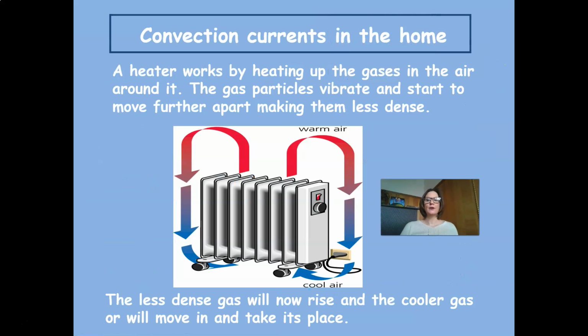Right, so convection currents in the home. A heater works by heating up the gases in the air around it. The gas particles start to vibrate and start to move further apart, which makes them less dense. So here you have the heater. The hot air, that is the warm air, obviously rises, and the cooler air sinks. The less dense gas will now rise and the cooler gas will move in and take its place. So the hot air rises, the cool air sinks.